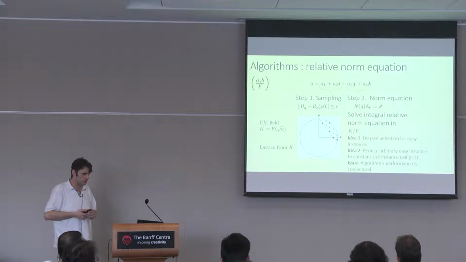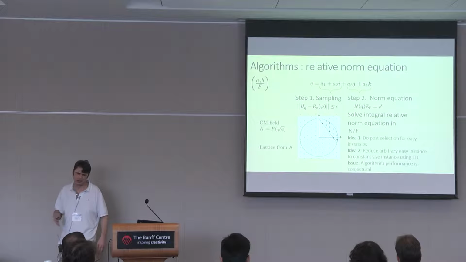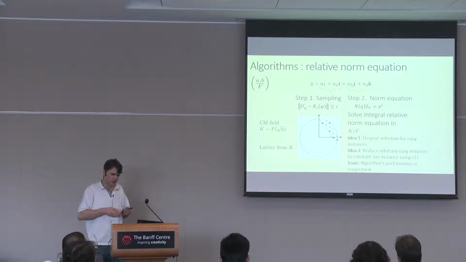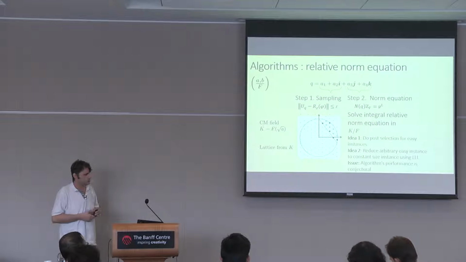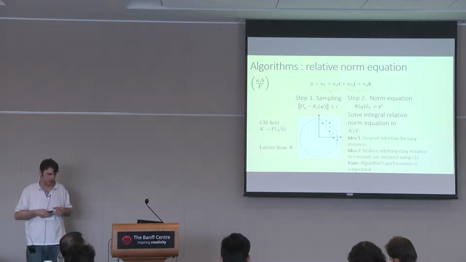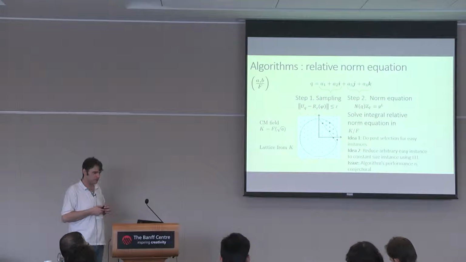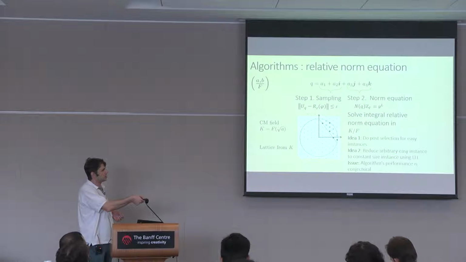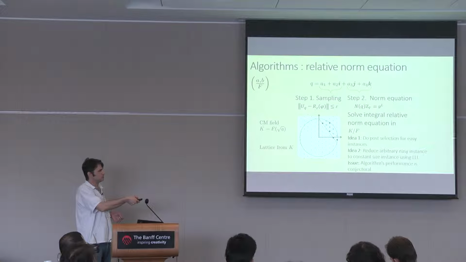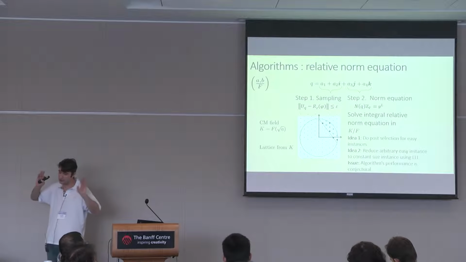And there are also some extra details that we have to deal with. In solving this integral norm equation, we take these easy instances and, using the LLL algorithm, we reduce these to a constant size instance of a norm equation, and then because it's constant, we can just solve it.